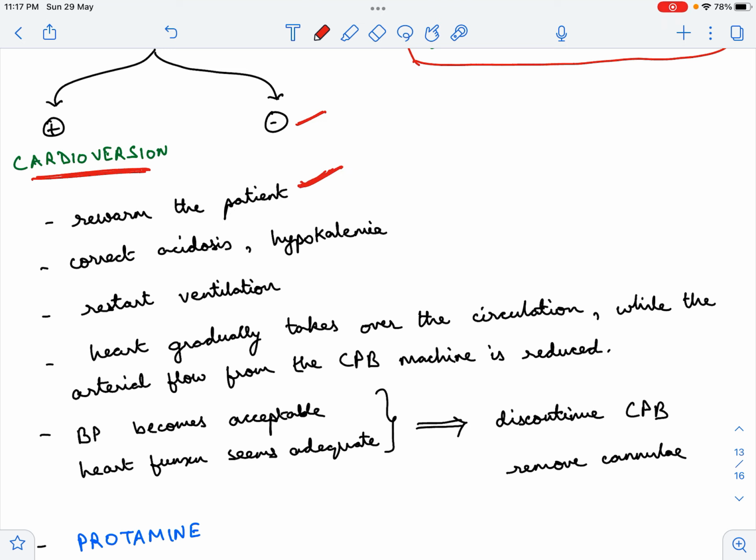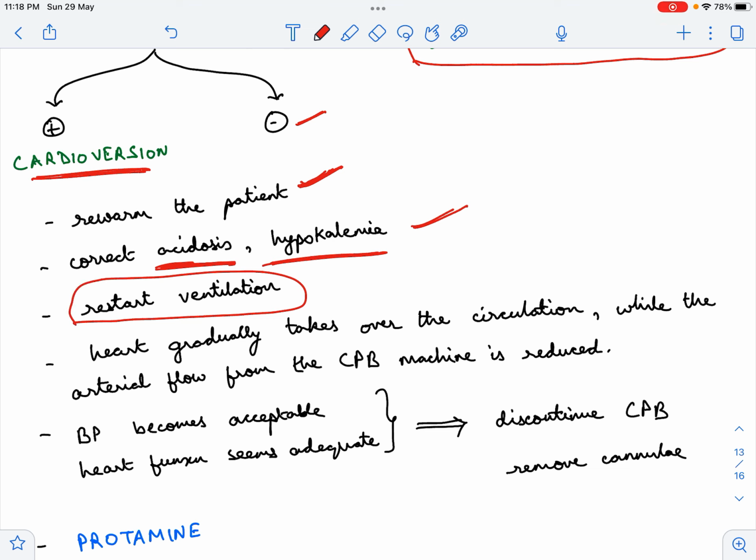Now we need to correct acidosis, which is happening because there is anoxia. There is anaerobic metabolism happening. There is a lot of glycolysis happening. A lot of lactic acid is accumulating, which will decrease the pH and cause acidosis and hypokalemia. We need to correct both this acidosis and the hypokalemia. All right. Once this is corrected, then you will restart ventilation.